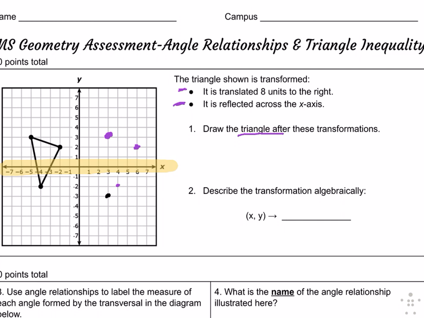For this point over here, I'm 2 units above the x-axis, so I go 2 units below. That takes me right there. For the other one, I'm 2 units below, so now I go 2 units above. And I'm going to connect these points to create my triangle. So that was number 1.